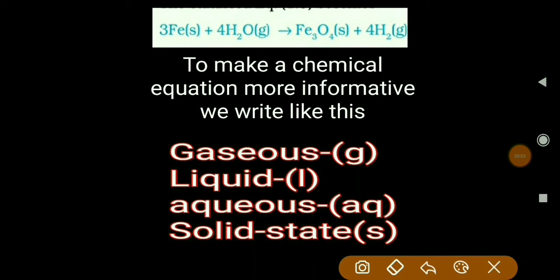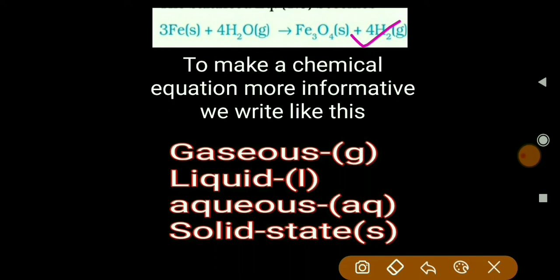I have come across many times that a question frequently appears in exams or question banks as a give reason. The question is: why do we need to write symbols of physical state? For the answer, just observe the above equation, which is written with symbols of physical states. To make a chemical equation more informative, the physical states of the reactants and products are mentioned along with their chemical formulae. That is the answer for that give reason question.